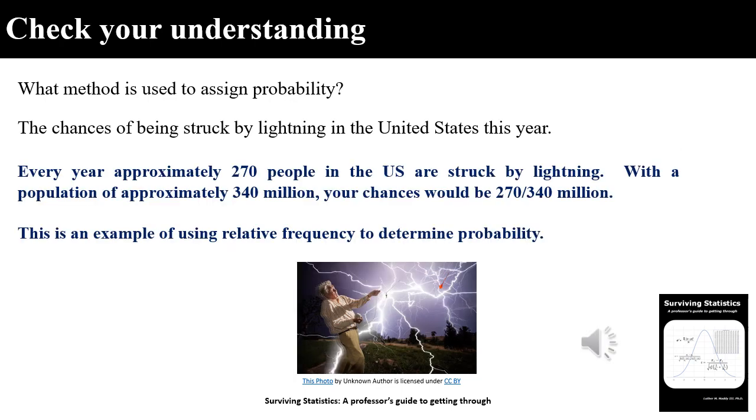We determined the probability of you being hit by lightning this year in the United States by past information. We know that every year approximately 270 people are struck by lightning, and with the population of the U.S. being about 340 million, your chances would be 270 out of 340 million. That's an example of relative frequency. Relative frequency is based on existing or past knowledge.